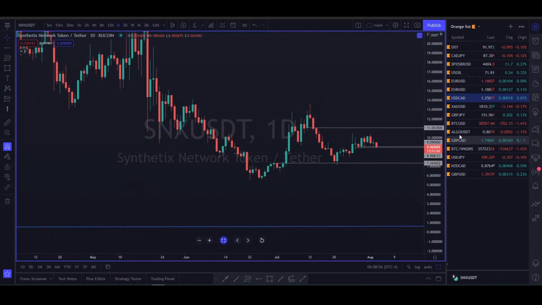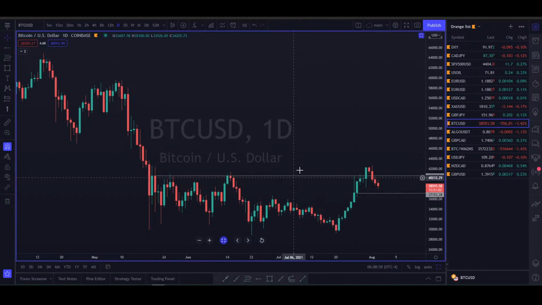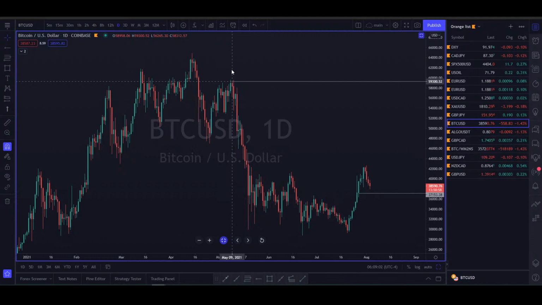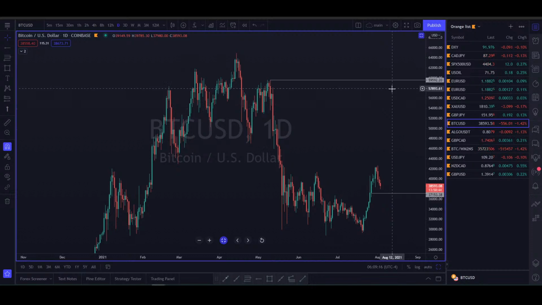Let me show you why. Am I on the right chart? Let me show you why. Bitcoin has to get all the way up here, all the way up there. That's your lower high. Anything under $59,592 is just another lower high. It's just another lower high.